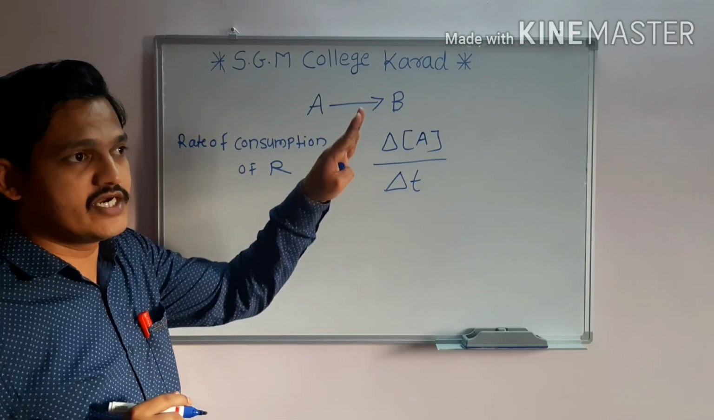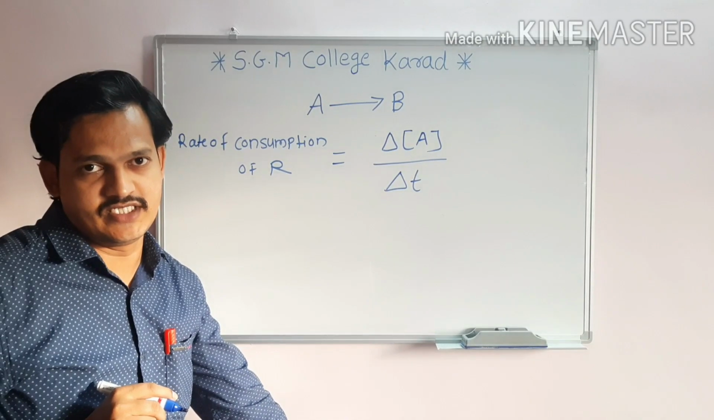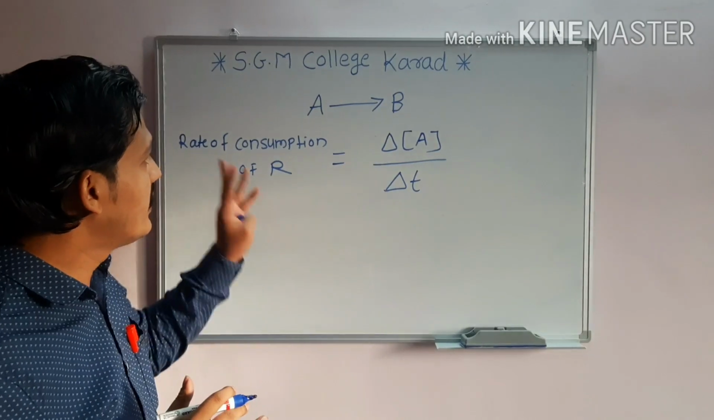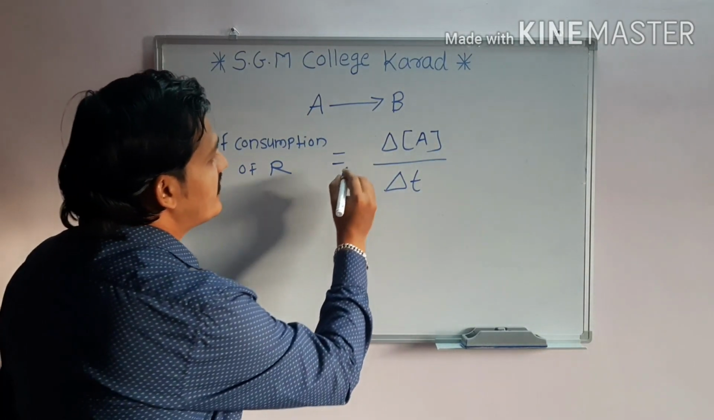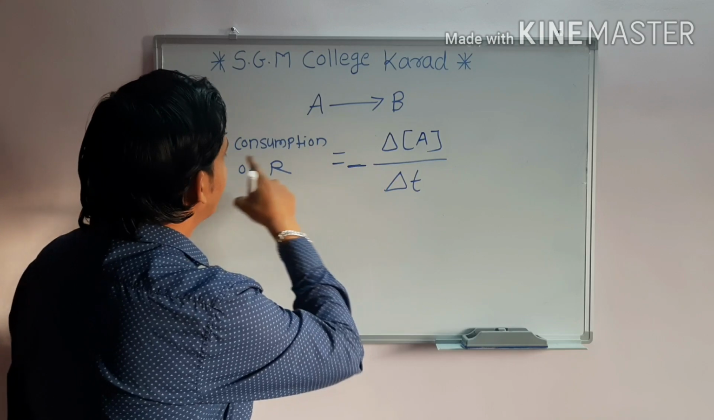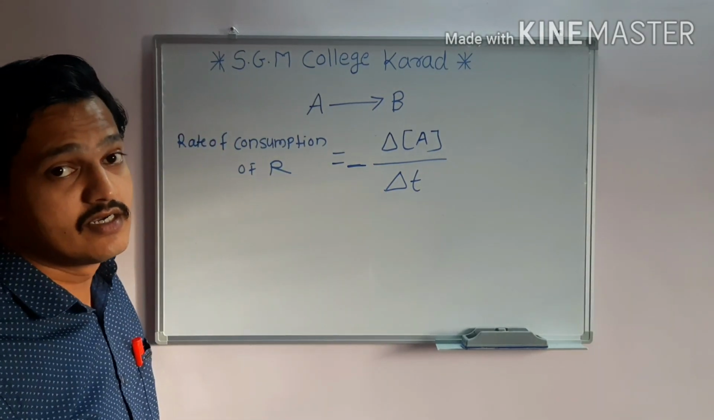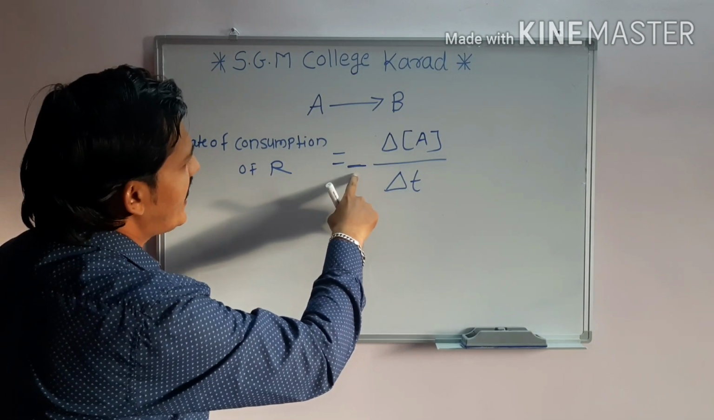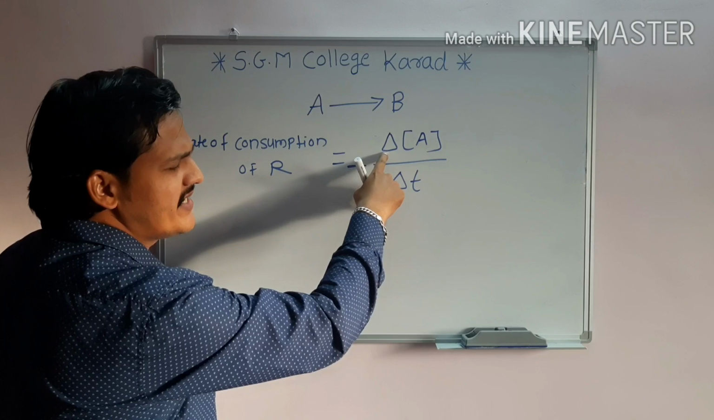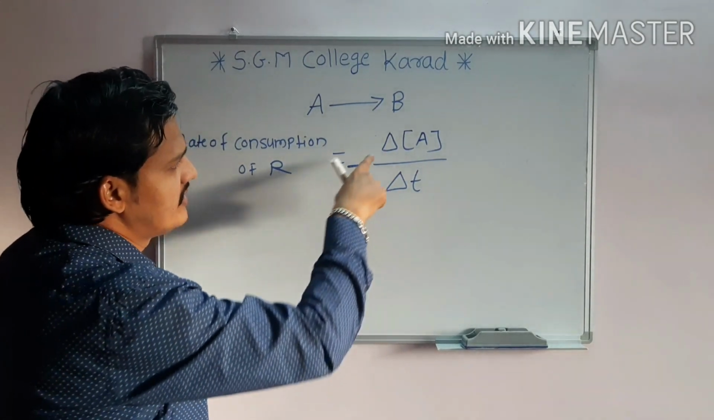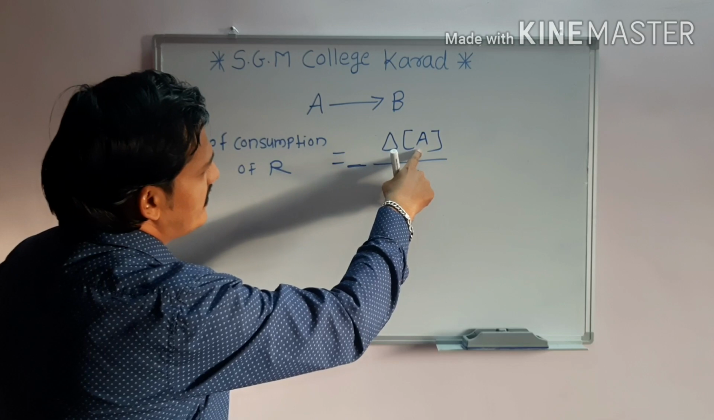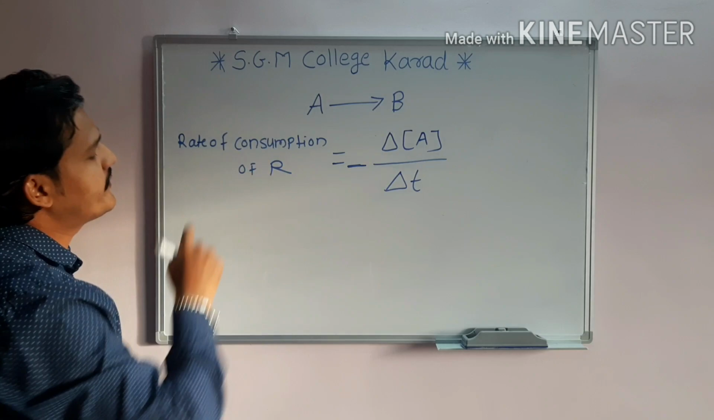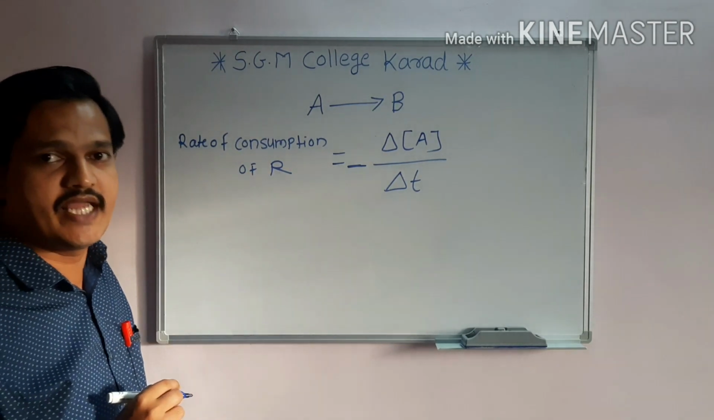I am telling you the concentration of reactant decreases and the concentration of product increases. So in terms of reactant, a negative sign must be added for the rate of consumption of reactant. So the overall rate of consumption of reactant is minus del, delta, in bracket A divided by delta t. This is how to write the rate of consumption of reactant.